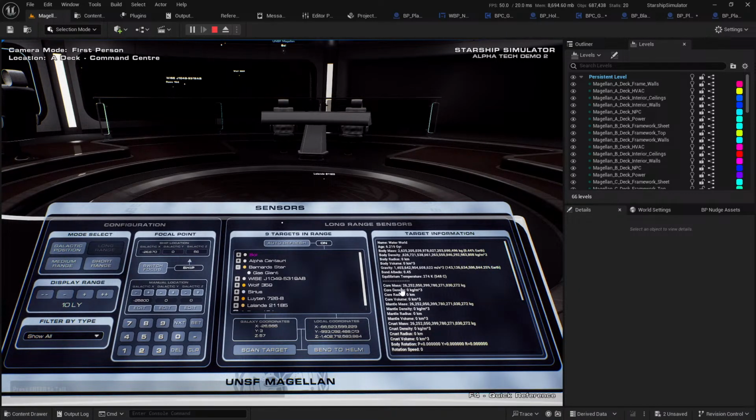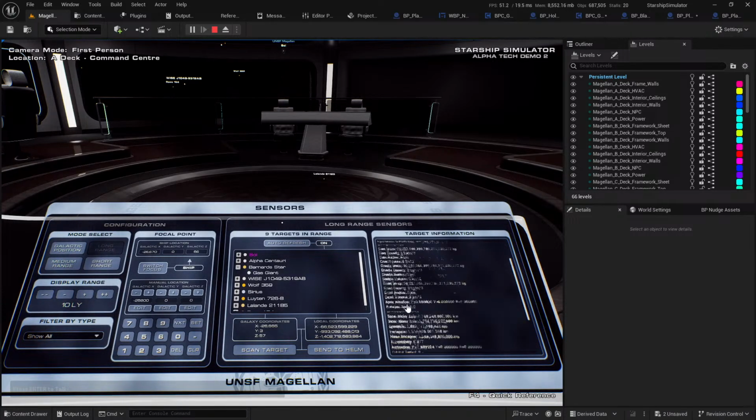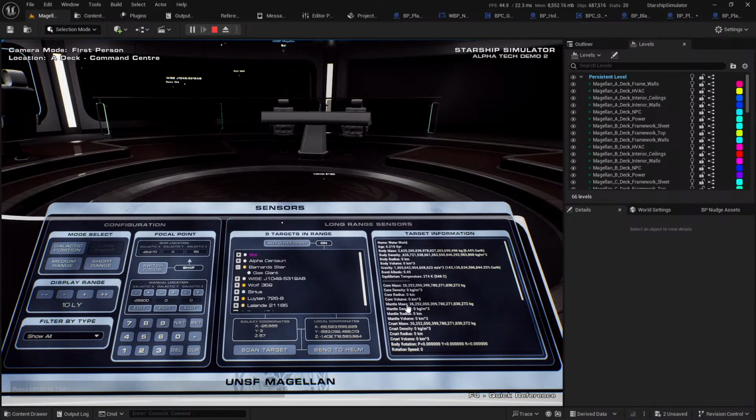Things like the core and mantle and all that sort of thing, that's going to be on the short range scan. And things like atmospheric composition, surface composition, whether or not there's life, all of that's going to be visual range.